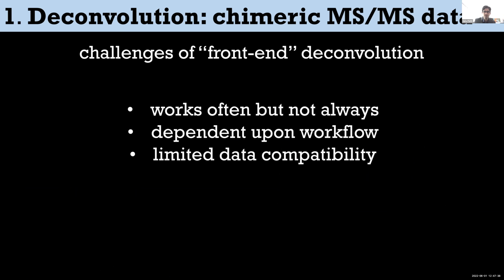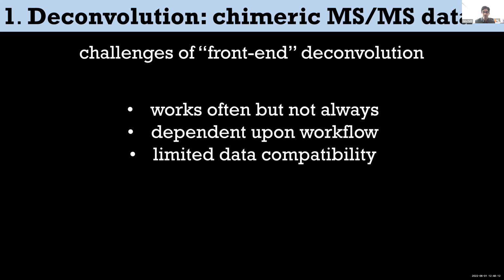There are some challenges, though, of doing front-end deconvolution. They do work very well, but they're not 100% effective. They work often, but they're not always perfect. They're also highly dependent upon the workflow. So the success of these front-end deconvolution strategies depends on how the experiments were carried out. For example, if you have poor chromatography and not very good separation, then trying to use chromatographic profiles to separate products and precursors is going to be more complicated.